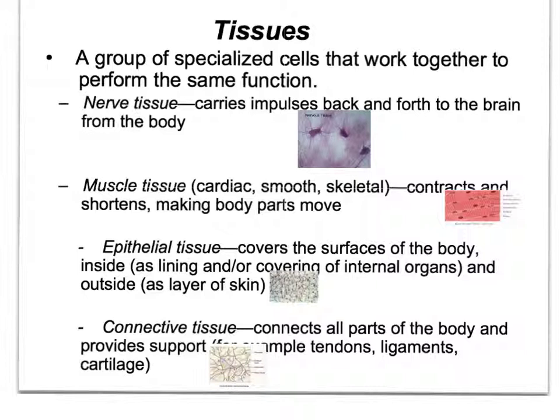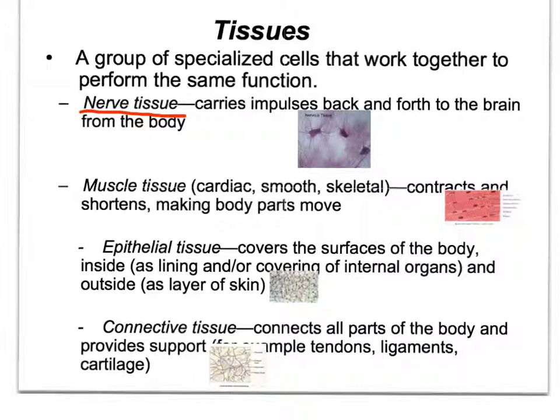When cells combine together, they're going to form tissues. And a group of specialized cells that work together to perform the same function is known as a tissue. So nerve cells, when they come together, they're going to form nerve tissue. And nerve tissue carries impulses, little electrical impulses, back and forth to the brain from the body to tell your body what to do.